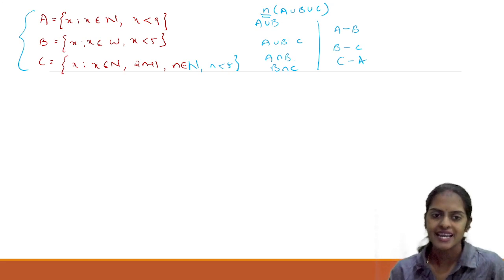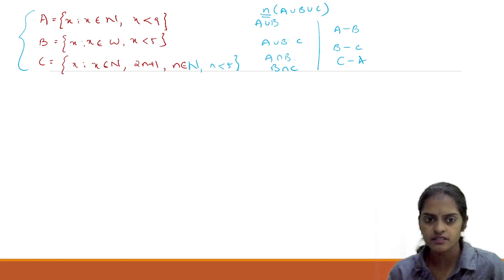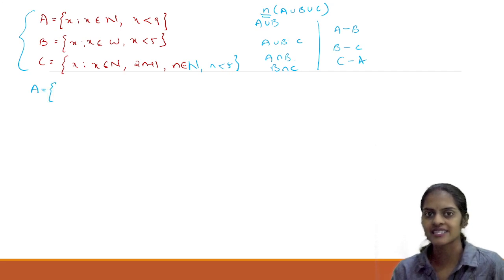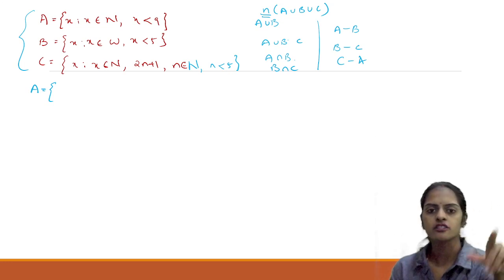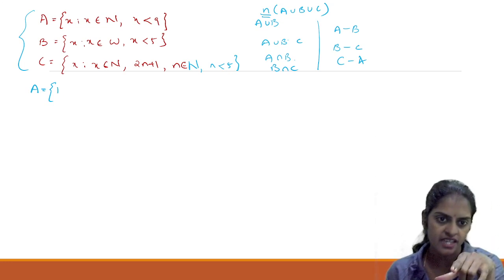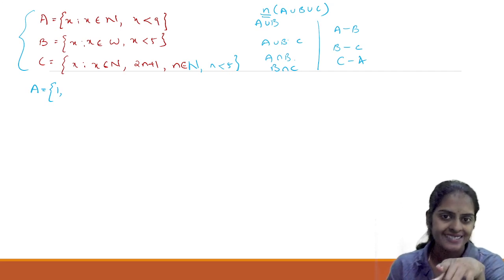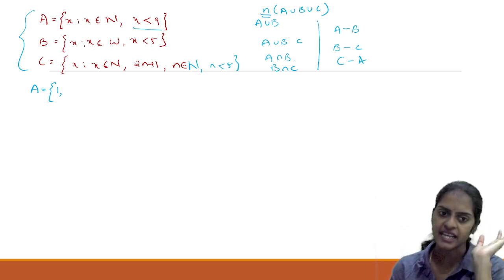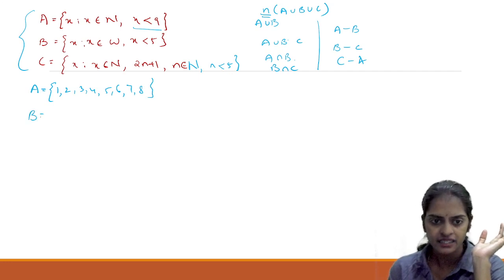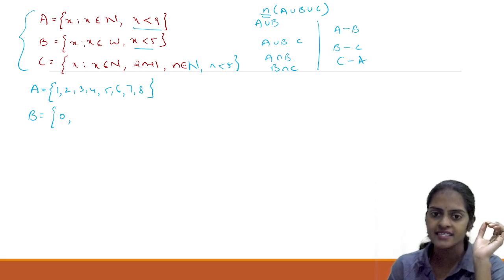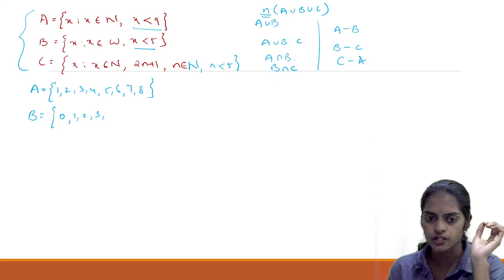So, first, A. Okay, all these are set builder forms. You see, elements are not directly listed. You have to list them. So, let me convert to roster form. Okay, so x belongs to natural number. That means they start from 1. And x is less than 9. That means I should stop at 8. So, 1, 2, 3, 4, 5, 6, 7, 8. Now B, x belongs to whole numbers, that means they start from 0, and x is less than 5, that means I have to stop at 4.